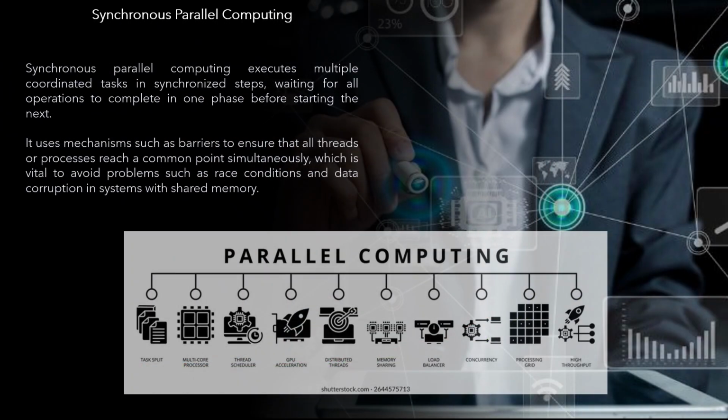Synchronous parallel computing executes multiple coordinated tasks in synchronized steps, waiting for all operations to complete in one phase before starting the next. It uses mechanisms such as barriers to ensure that all threads or processes reach a common point simultaneously, which is vital to avoid problems such as race conditions and data corruption in systems with shared memory.